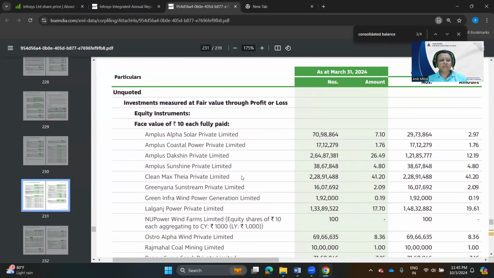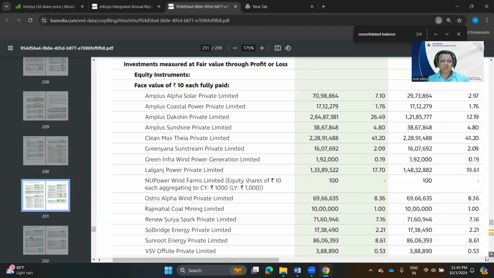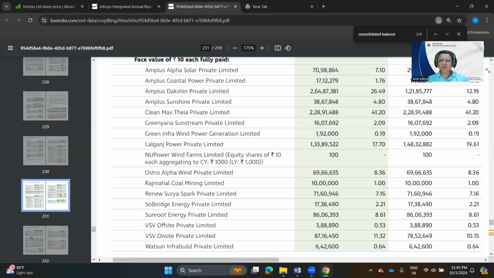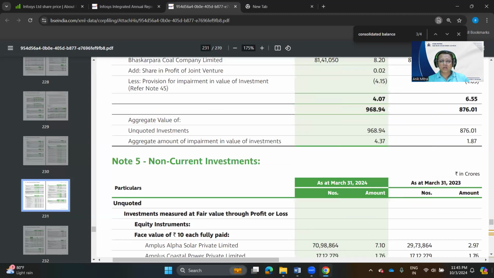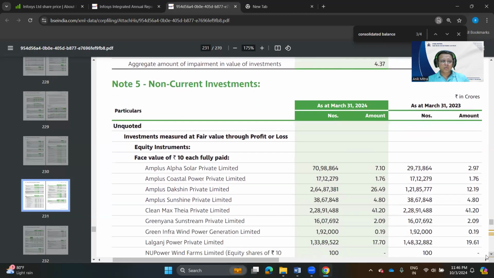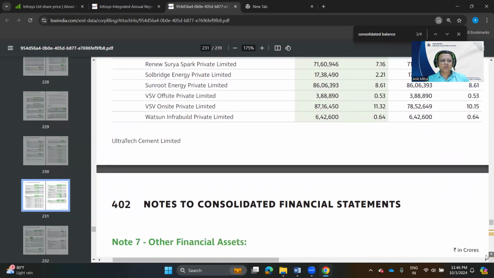The company has invested into private equities, right? Means equities of the private companies. M plus Alpha Solar Private Limited, M plus Coastal Power Private Limited, M plus Dakshin Private Limited, M plus Sunshine, CleanMax, Thea Private Limited. So there are so many, I'm not reading out all those. So these are all equity investments. It is written on the top, equity investments, right? You can see here equity instruments, right? So all the investments are here, equity investments.